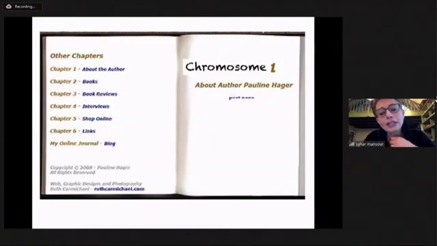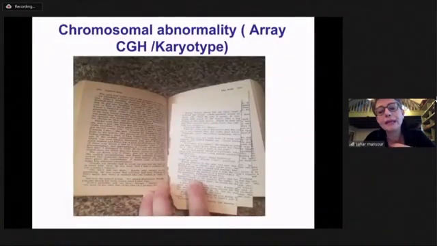And the array CGH, the detailed chromosome analysis, simply looks to see if there are some pages missing. It doesn't read the words. It simply looks to see if there's pages missing or too many pages. So the level of resolution is at the chromosome level. You cannot see single gene disorders.